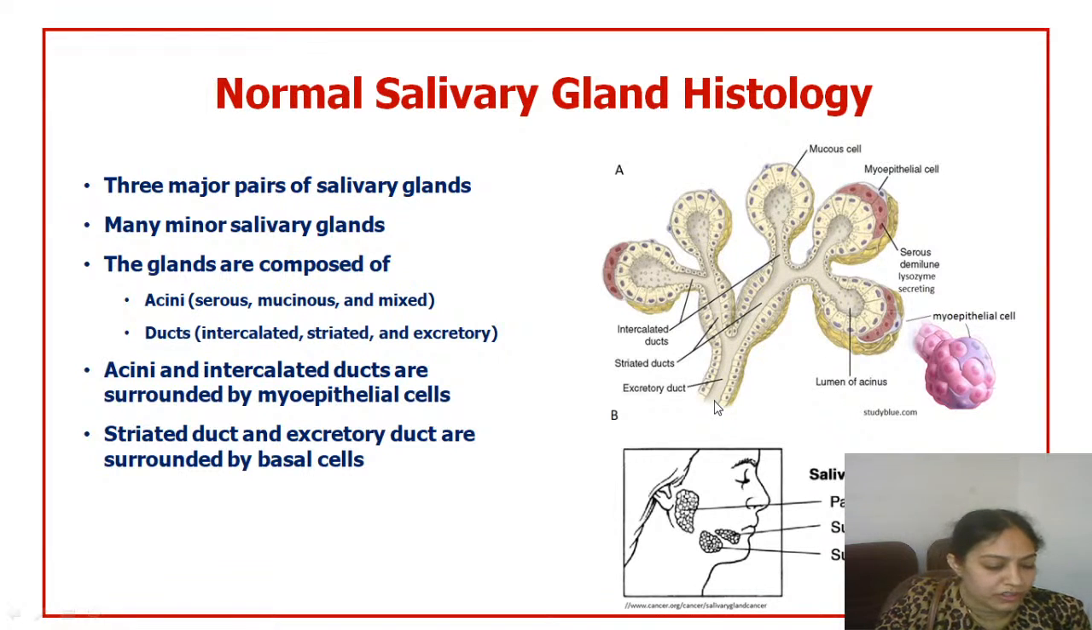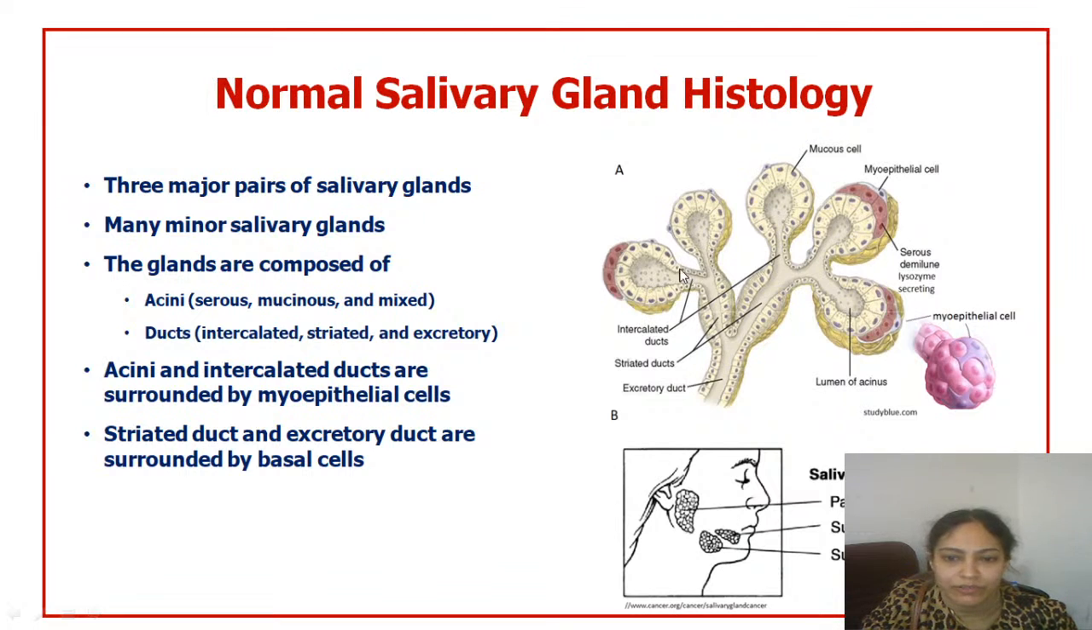Now, the reason it is important to know the histology of the salivary glands is that the tumors that occur in this location are going to arise from the cells that are normally present. Now, we also have another type of cell around the acini, which is the myoepithelial cell. Myo implies that they have a function like muscle. What they do is squeeze the secretions out of the acini into the ducts, and the ducts are surrounded by basal cells.